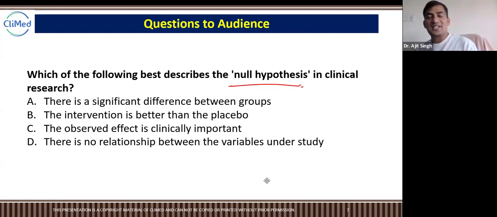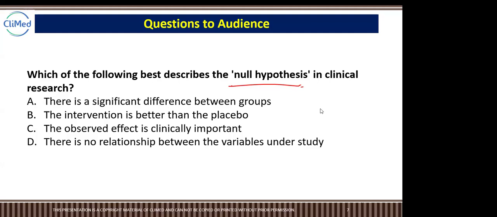What is hypothesis? Let's not talk about null. What do you mean by hypothesis? What is hypothesis? Assumptions. Okay, assumptions or expectations, anything it could be. Okay, theory. So, see, suppose I'll give you scenarios.